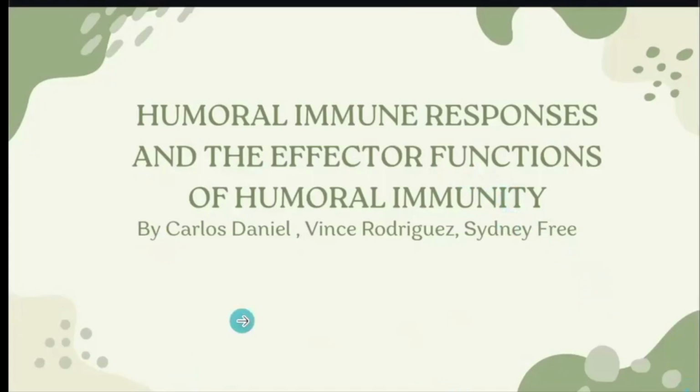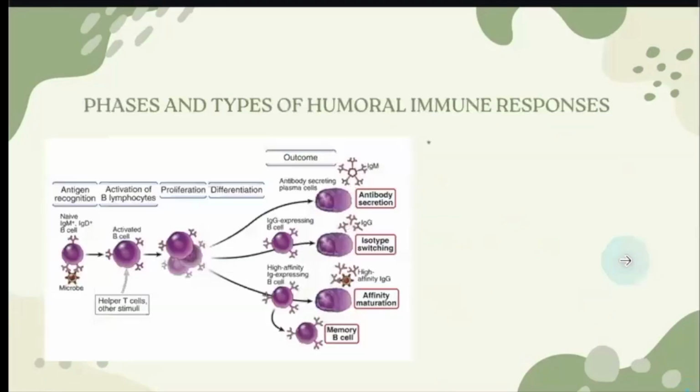Howdy! Today we will be discussing humoral immune responses and the effector functions of humoral immunity. For context, humoral immunity is part of the adaptive immunity that fights off infections through the production of antibodies that are produced by B lymphocytes.